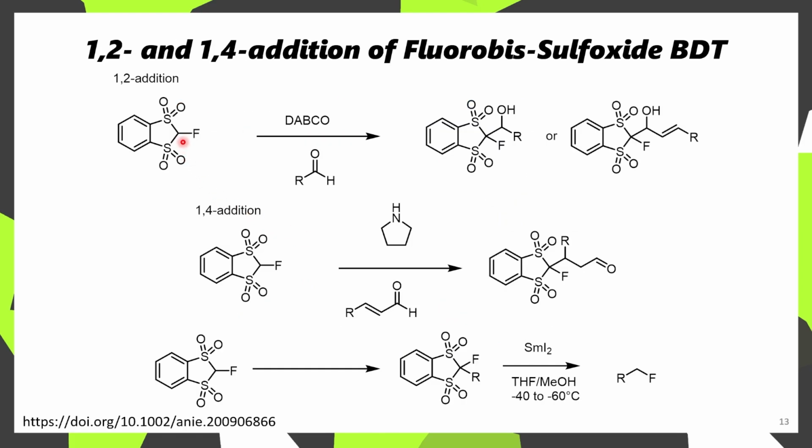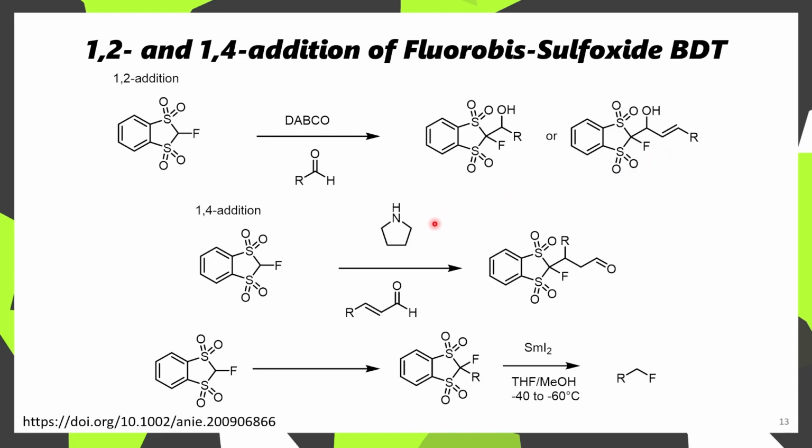Now, what can you do with this fluorine-containing compound? Well, if you treat an aldehyde with DABCO, you can end up favoring 1,2 addition and getting aldol-like products once again. If you do this on a Michael acceptor with an alpha-beta unsaturation, such as a substituted acrolein, you'll usually get 1,2 addition.